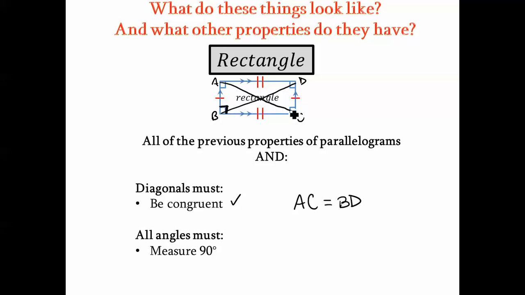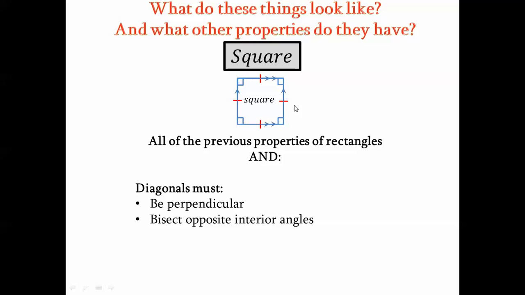And all the angles must be 90 degrees, right? That's pretty obvious. Okay. If you're a square, you've got all the rectangle properties. So you're a rectangle and your diagonals, which I'll draw in here, must be perpendicular to each other. There's a right angle at all these corners. And they must bisect opposite interior angles. We'll come back and look at a better picture of this in a moment, but it's basically cutting all these angles in half. The rectangles don't have that.